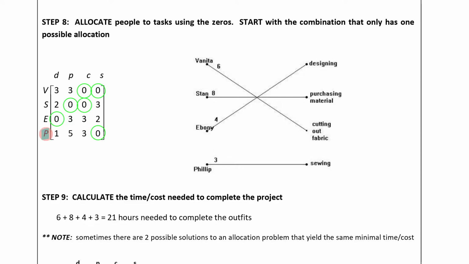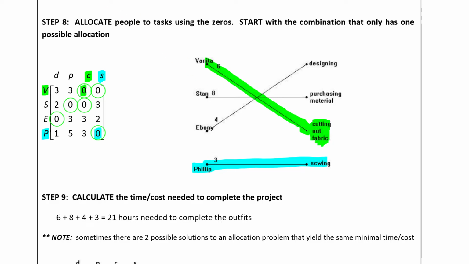So do you see here how P has only a 0 in the S? So that must mean that Philip is doing sewing. Now, if Philip is doing sewing, that means Vanita can't do sewing. That means Vanita must be doing C. So I'll come to Vanita. Vanita must be doing cutting. That's the only other option that she's got.